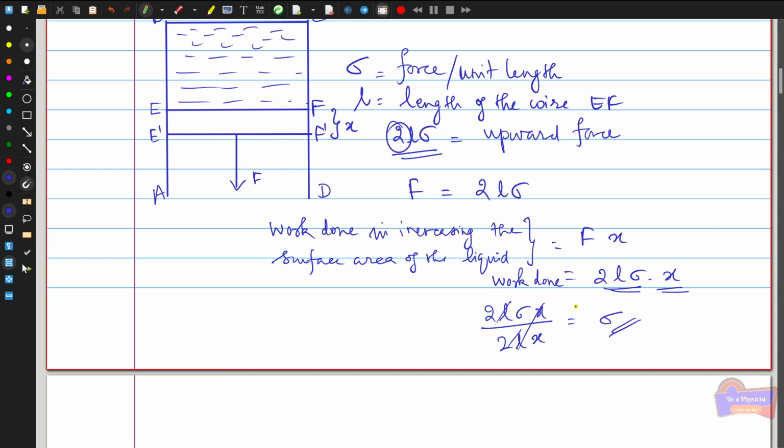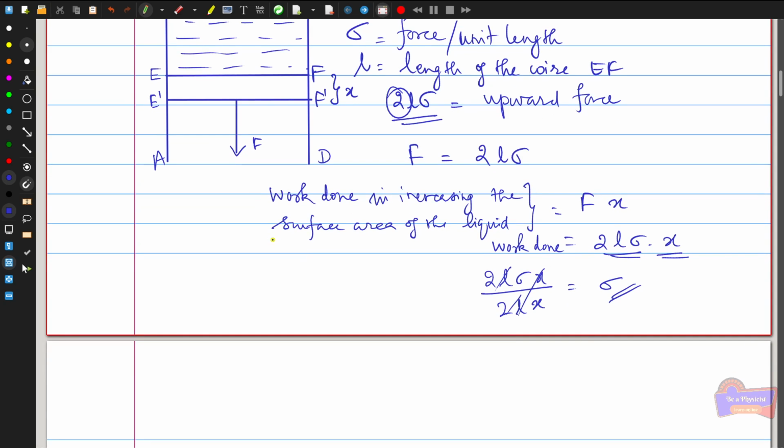So this is the work done in increasing the surface area of the liquid film by unit area. Therefore, the surface tension of a liquid may be defined as the amount of work done in increasing the surface area of the liquid film by a unit area. This work done is required to enlarge the surface of separation between two immiscible or partially miscible liquids, called the interfacial surface energy, and it is often expressed as the interfacial tension in Newton per meter.